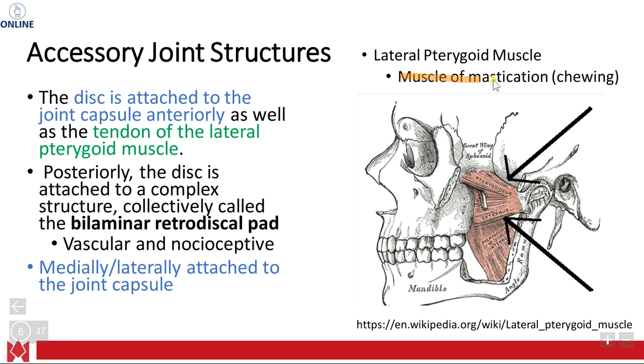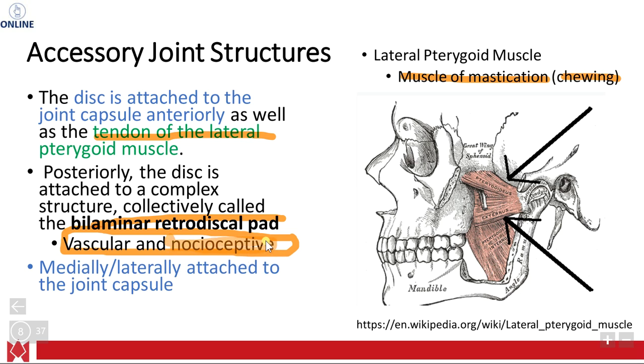When we talk about muscles of mastication, what is mastication? That's chewing. Here's a little bit of a visual for some of that. The disc is attached to the joint capsule. The disc is also attached to the tendon of the lateral pterygoid muscle. So with that, there's a connection there. And then posteriorly, the disc is attached to a complex structure, the bilaminar retrodiscal pad. The real thing to mention there is it's vascular and nociceptive. So when you see the term nociceptive, you're thinking about a pain-generating source.